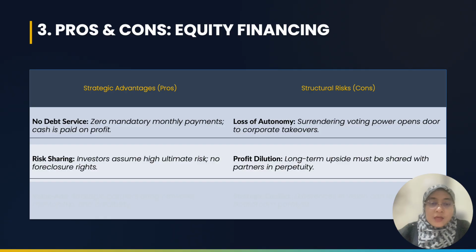When we talk about the cons or risks of equity financing, there is profit dilution and also loss of autonomy, meaning you may surrender more than 50% of your voting power. And of course you open the door to corporate takeover when you default, meaning you could be removed from your own company. Those are the cons of equity financing.